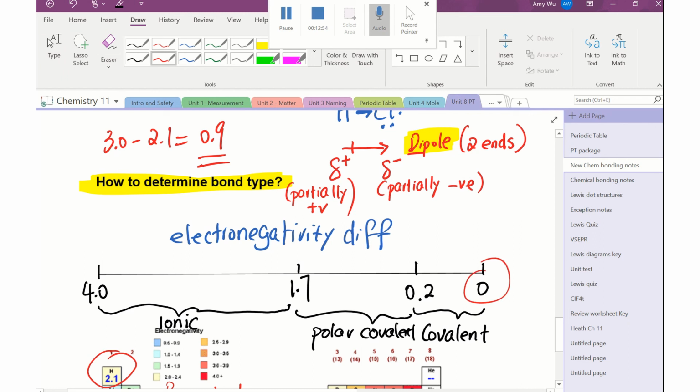Some of you may ask me, what if it's exactly 0.2 or 1.7, those boundaries? What would that be? Normally, when you do calculations, you don't fall in that range. We usually have either 0 or anywhere in between, so the answer will be quite clear to you.